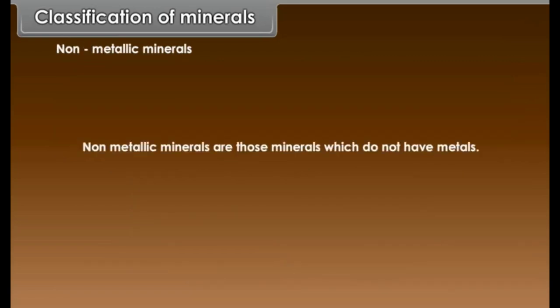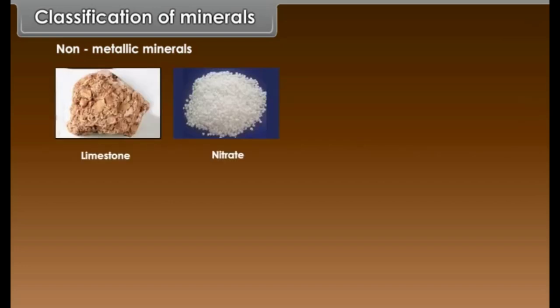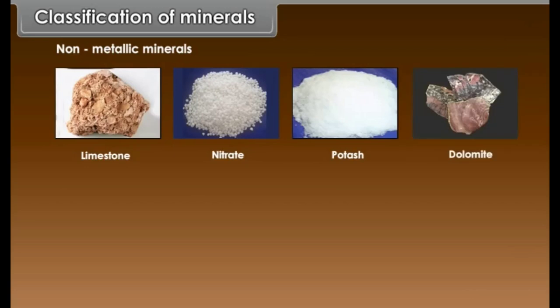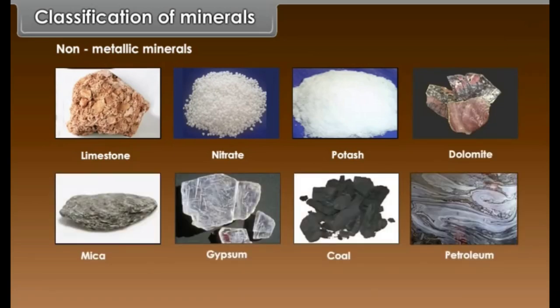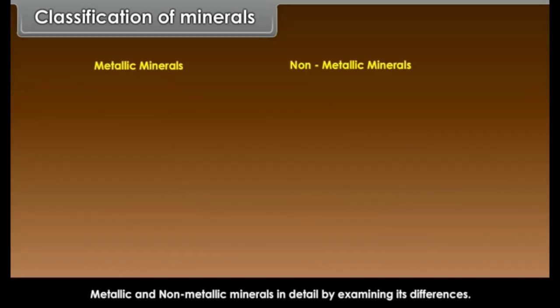Non-metallic minerals. Non-metallic minerals are those minerals which do not have metals. Example: limestone, nitrate, potash, dolomite, mica, gypsum, coal, petroleum, etc. Now we will study metallic and non-metallic minerals in detail by examining their differences. Metallic minerals have luster. Non-metallic minerals are dull in luster.